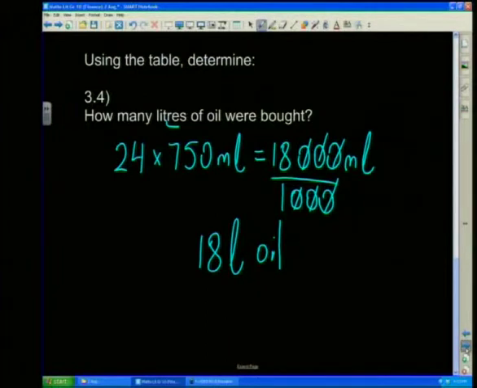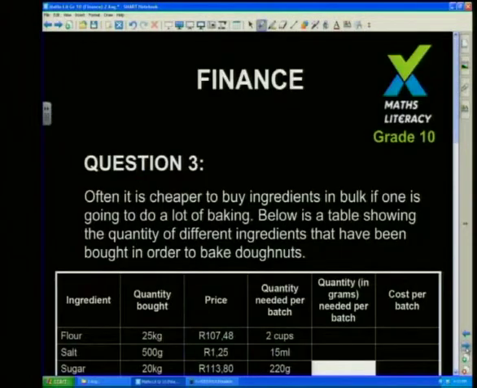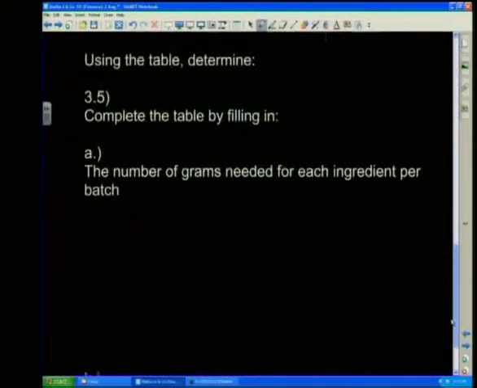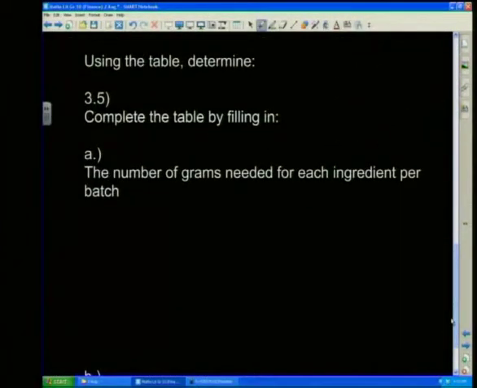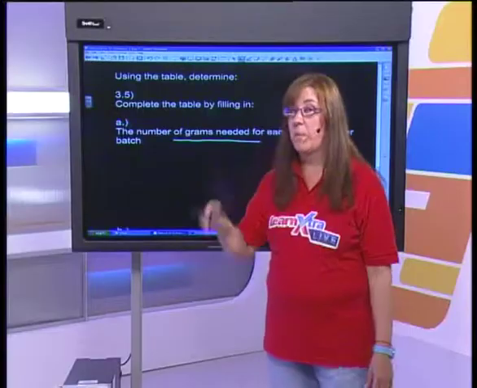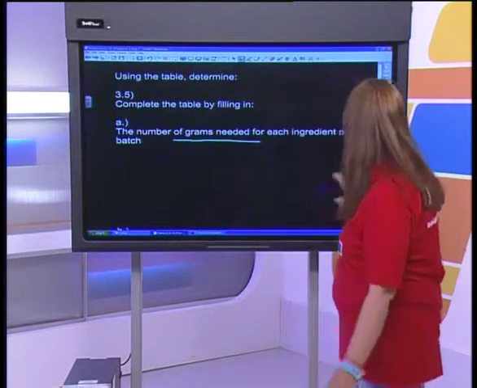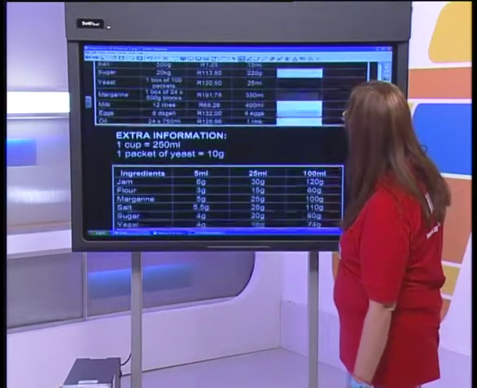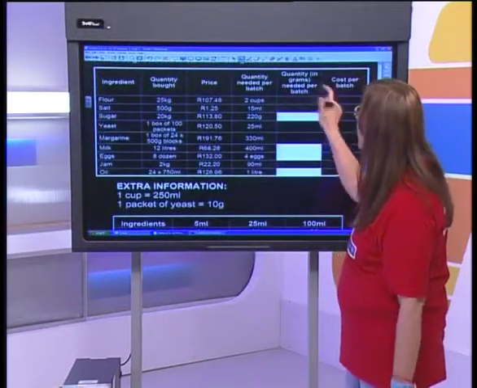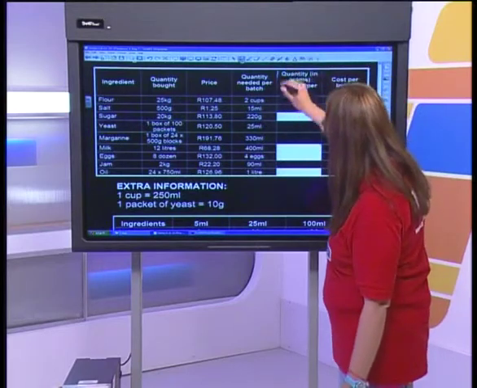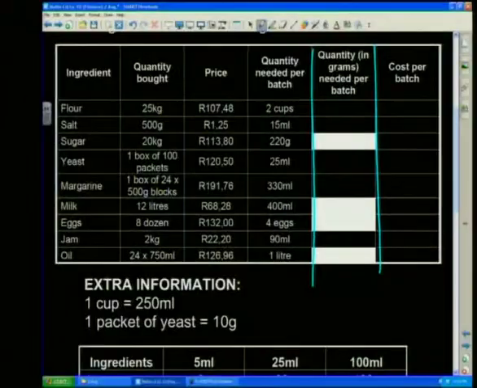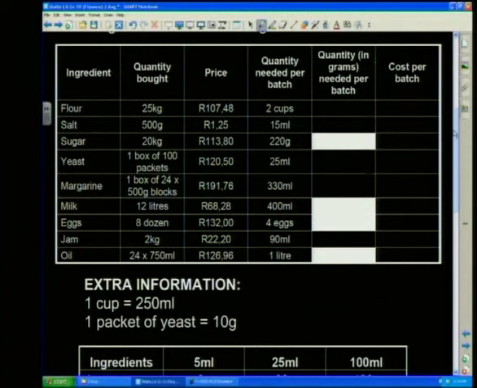Right. And the next question says, complete the table by filling in the number of grams needed for each ingredient per batch. So let's go back to our table, and they want us to fill in this column over here. So, okay, let's delete those lines. Right, and let's work out what we need.